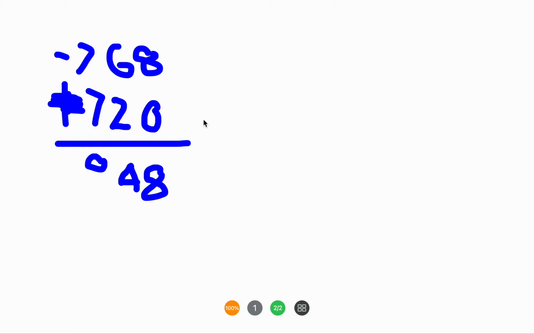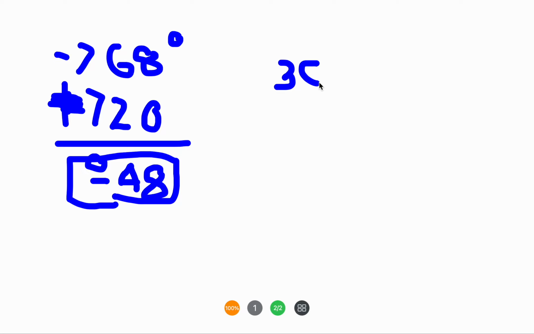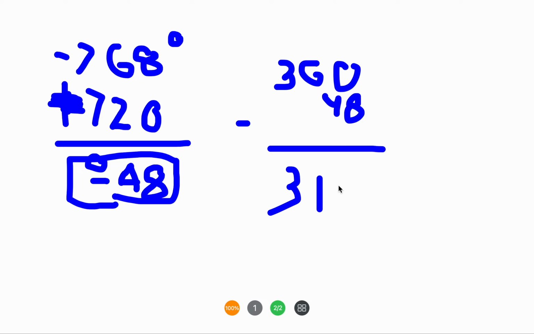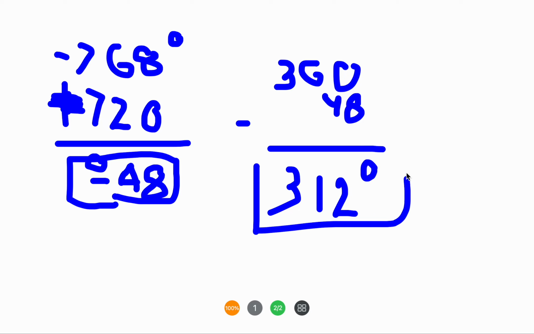Why I added 720? Because it's a multiple of 360. 360 times 2 is 720. So we added like two 360s. 48 degrees, the negative 48, because it's still in the negative, is the negative coterminal angle of negative 768 degrees. The positive one, we add another 360. To do this, we subtract 48 from 360. We get 312. So the positive coterminal angle is the next addition of 360, or 312.